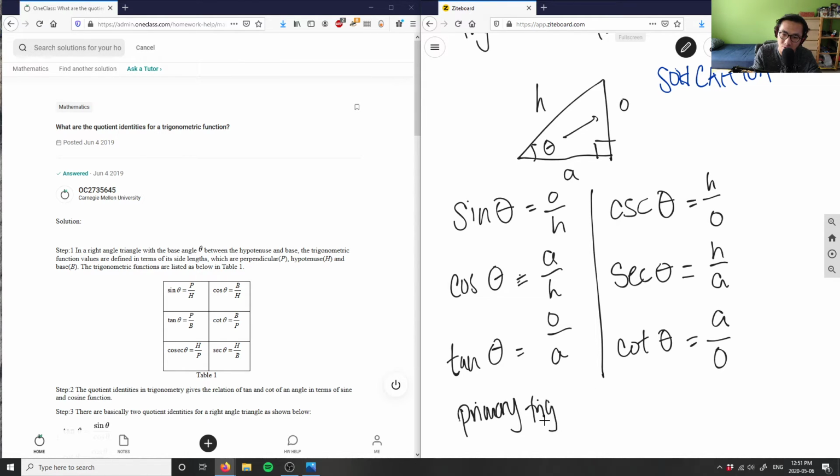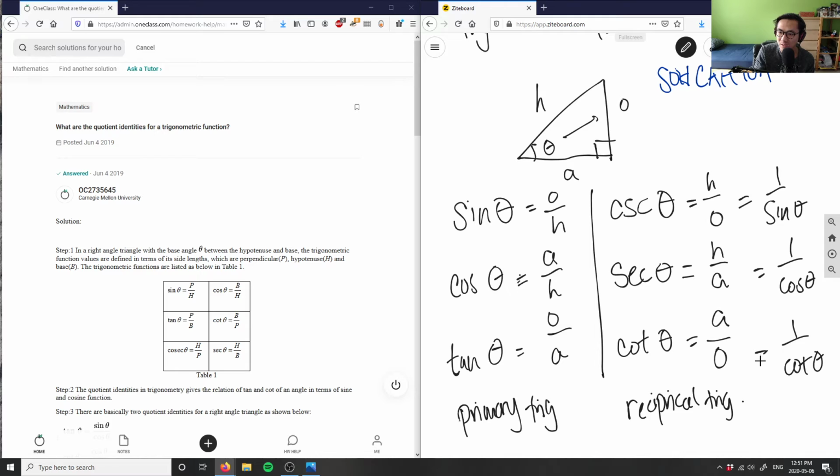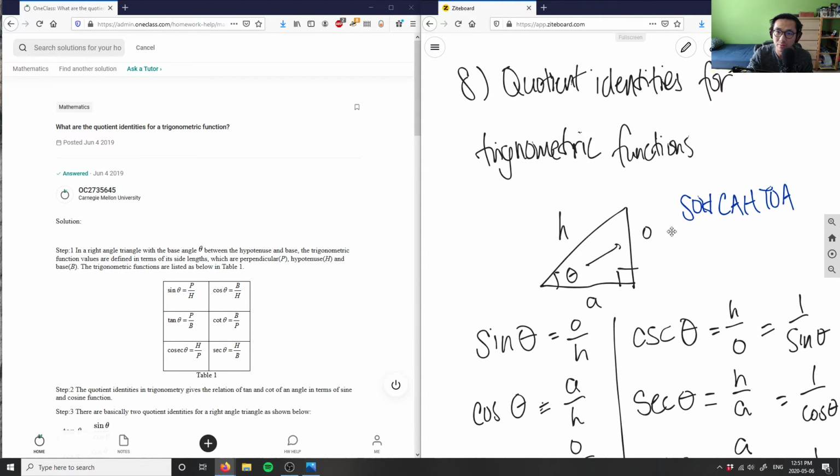So these are my primary trig ratios, and these are the reciprocal trig ratios as well. Because I know cosecant equals 1 over sine theta, secant is 1 over cosine theta, and cotangent is 1 over tangent theta. Or sorry, not 1 over cotangent theta, 1 over tangent theta. So this here is my solution for number 8.